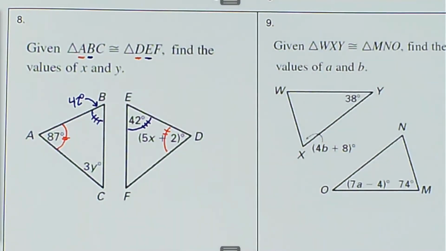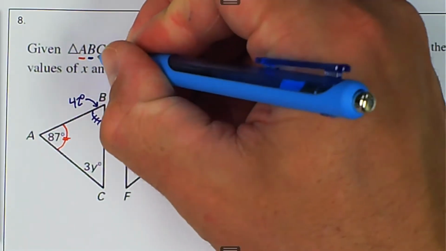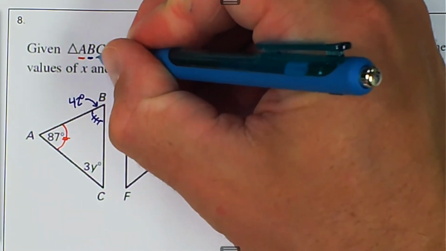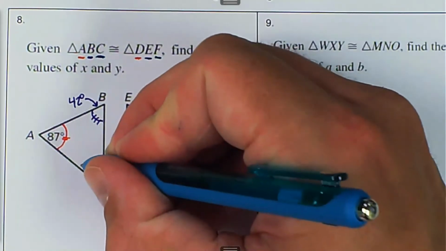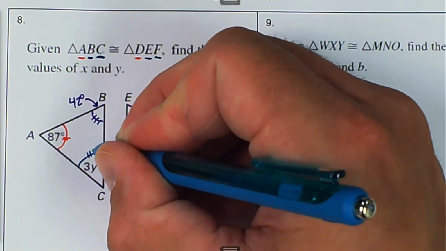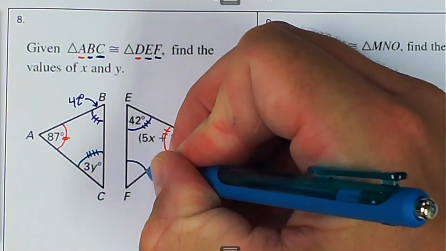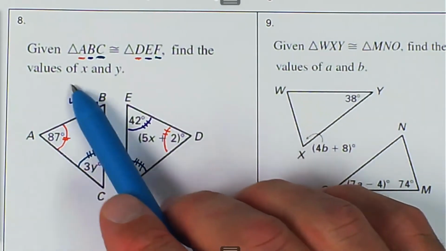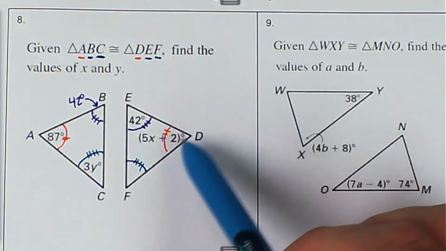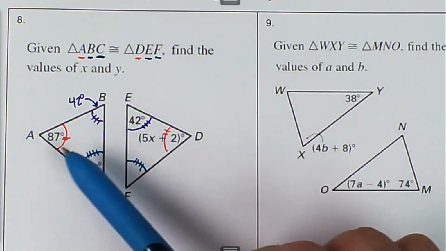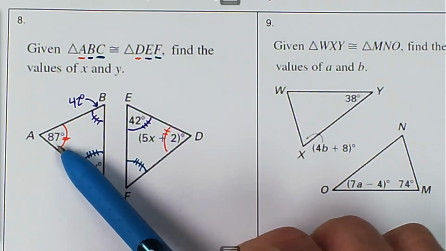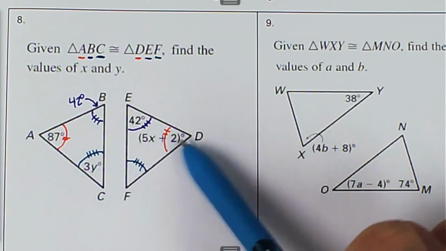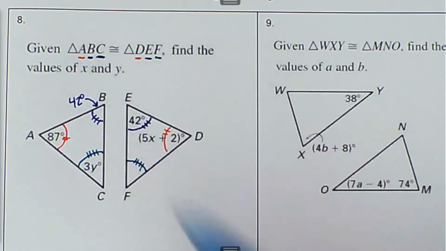And then the last one is C and F. So here's C and F. Now the statement says, find the values of X and Y. Well, we can find X pretty easily because we know the measure of A is 87 and the measure of D is 5X plus 2, but we know that they are congruent to each other based off of the statement up here.